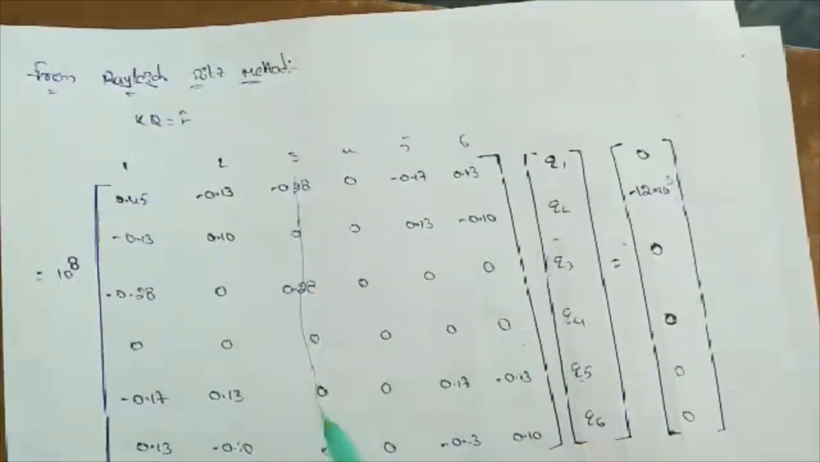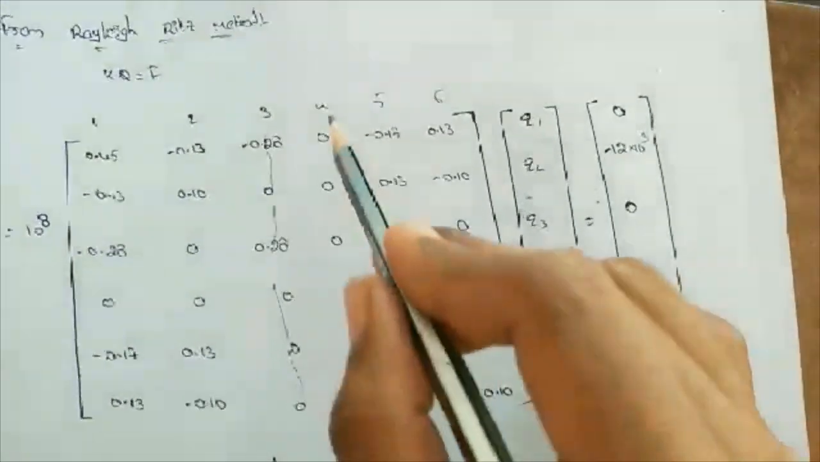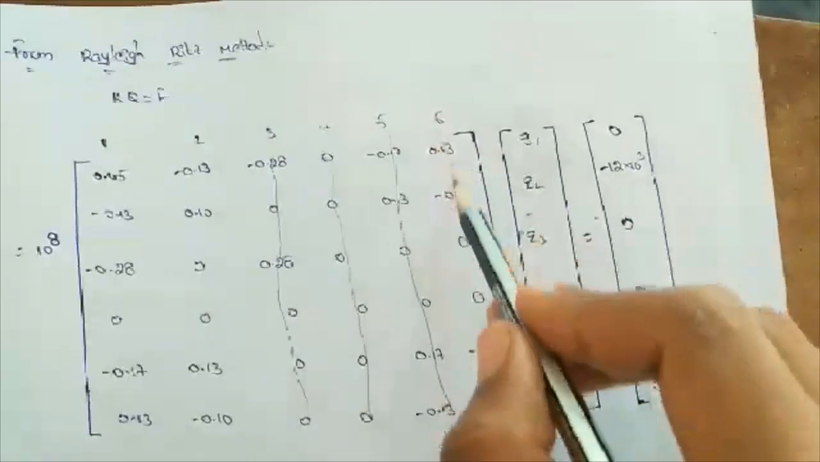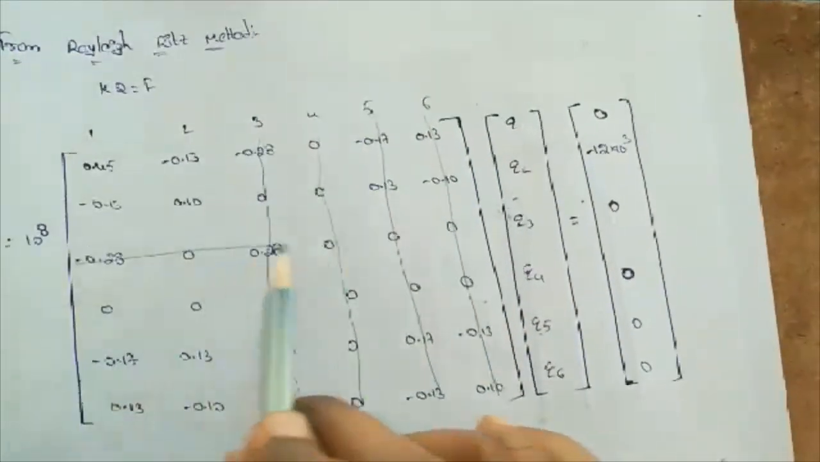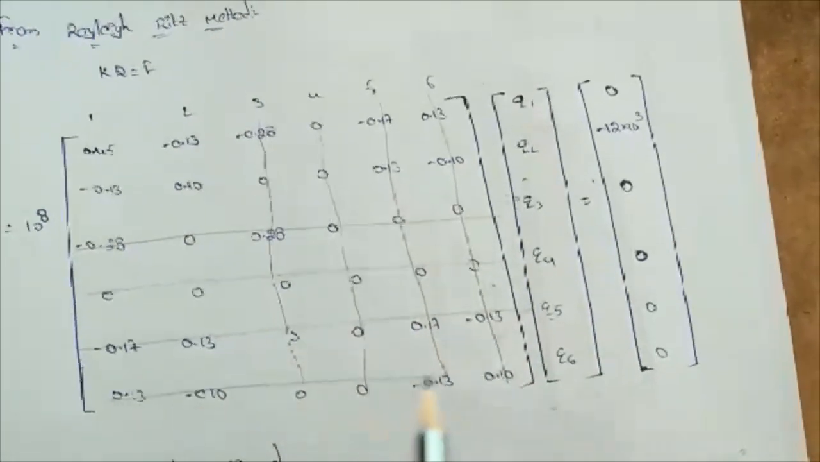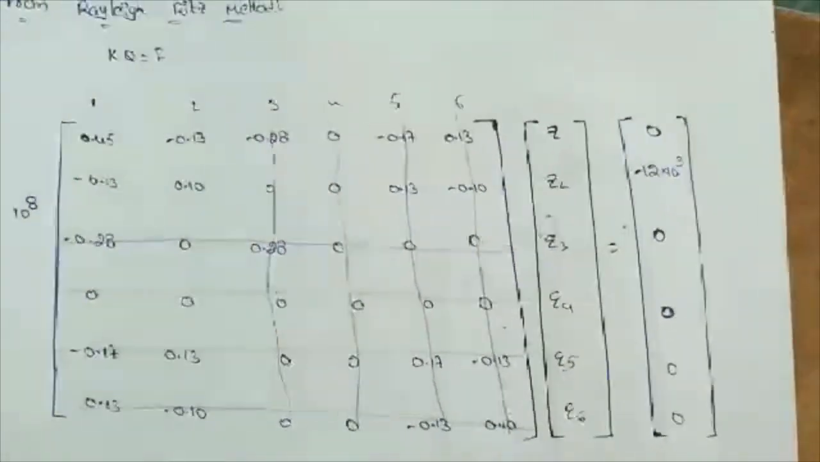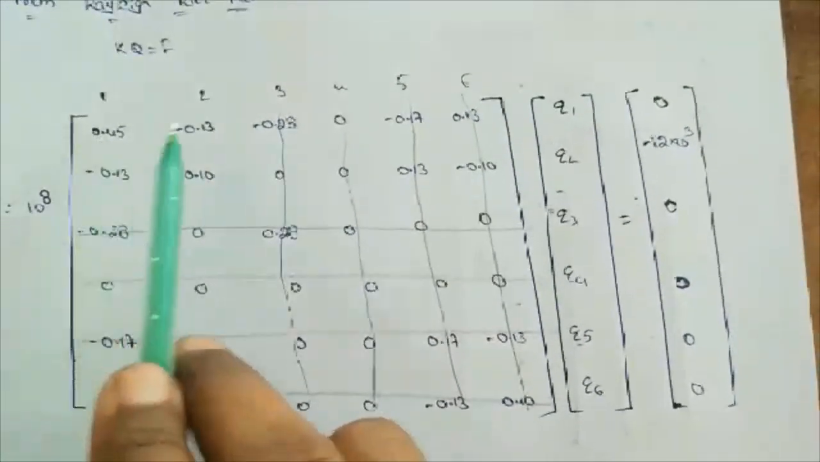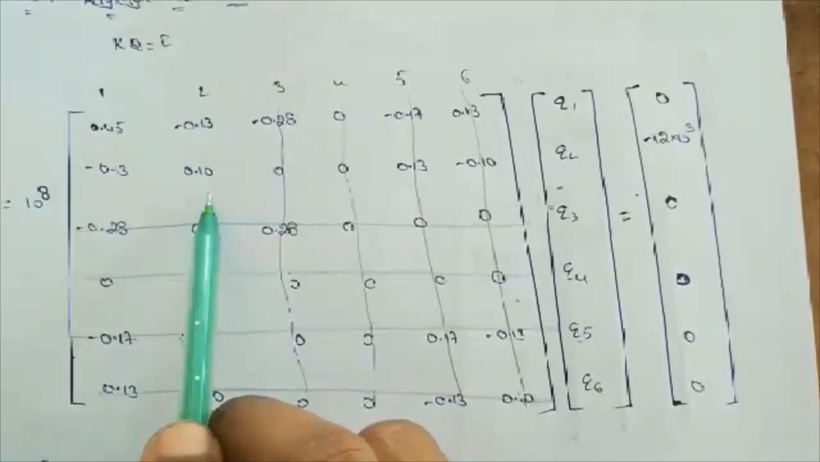So eliminate the corresponding rows and columns Q3, Q4, Q5, Q6. Here this is Q3, we have to cancel. Next Q4, next Q5, next Q6. Similarly the rows also: Q3, Q4, Q5, Q6. After eliminating these corresponding rows and columns, the remaining values are 0.5, minus 0.13, minus 0.13, 0.10.